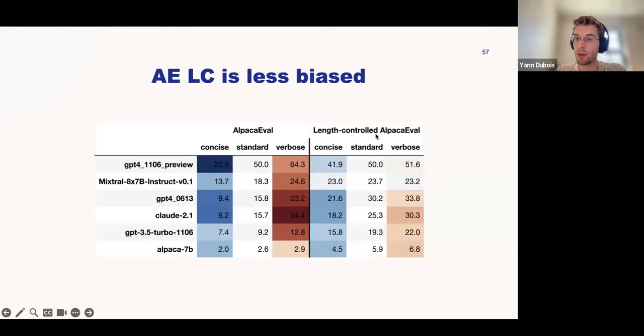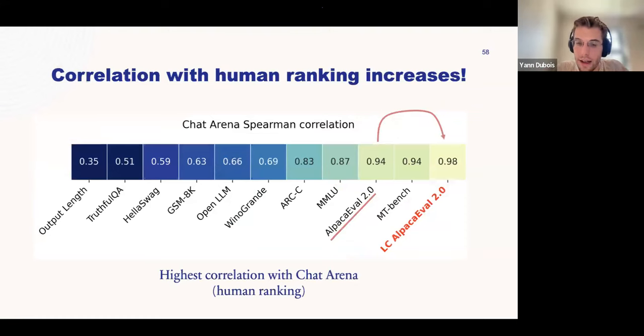When you use this length controlled AlpacaEval, so this is the length control win rates, you see that there's very little variance. Here, just by prompting it to be verbose, you only go from 50 to 51.6 instead of 50 to 64.3. So it somewhat worked, in the sense that it's less biased. And somewhat surprisingly, or at least interestingly, that was not what we were optimizing for.